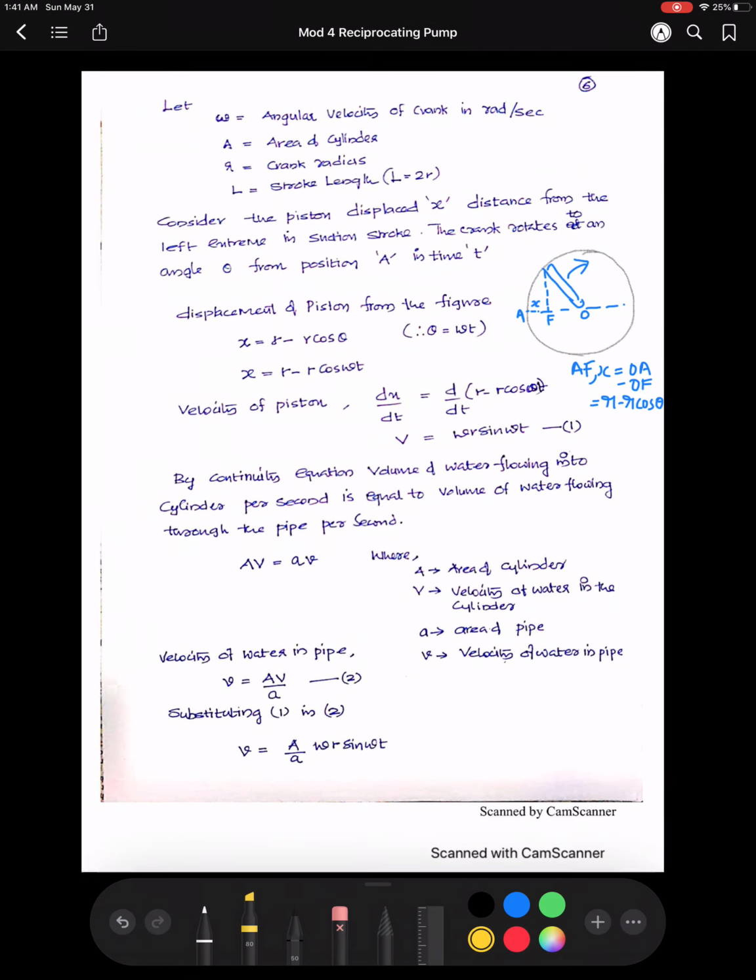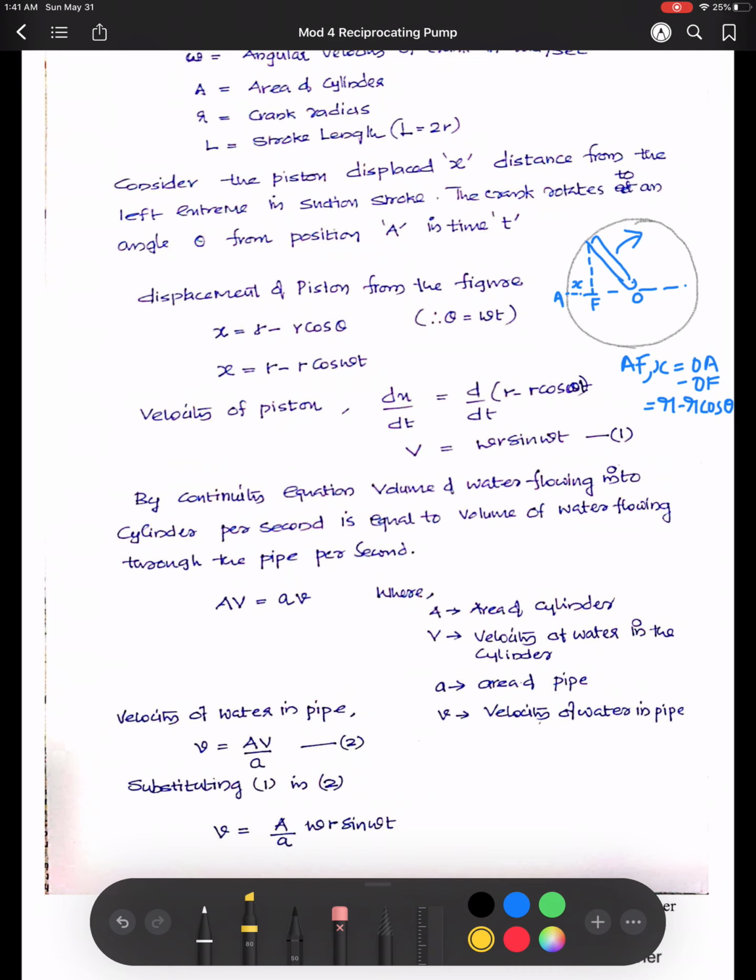These are the different terms associated with the derivation. Omega is the angular velocity. A is the area of the cylinder, capital A. Small r is the crank radius. L is the stroke length, which will be 2 times the crank radius. Now I've already told you what x is, right? X is the distance traveled by the piston from the left towards right.